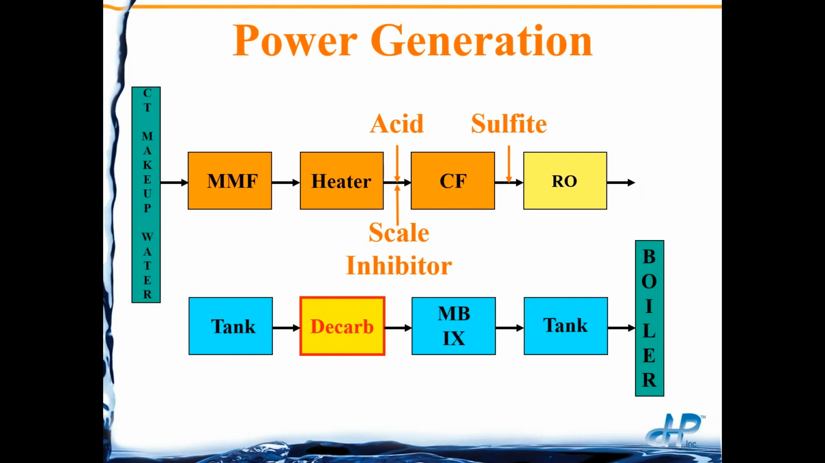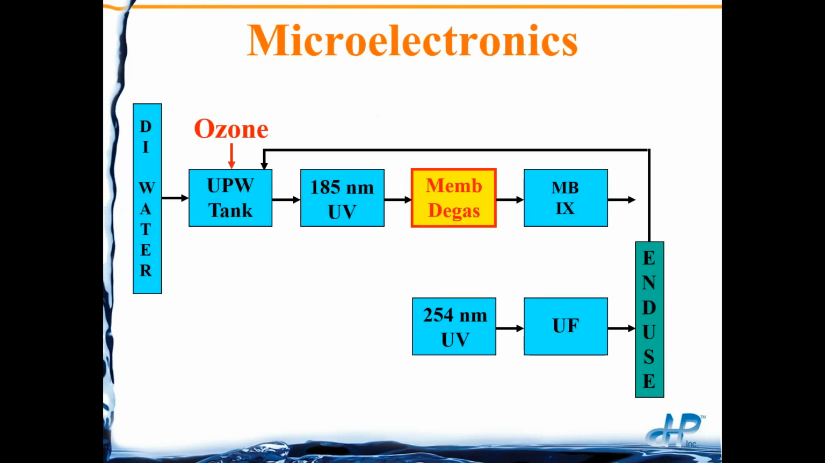Post-RO is common, so just to give you a couple of examples. Here's power generation, where we have a multimedia filter, heater, cartridge filter, RO, tank, and then a decarbonator. Usually these are forced draft, and then it's in front of a mixed bed ion exchange.